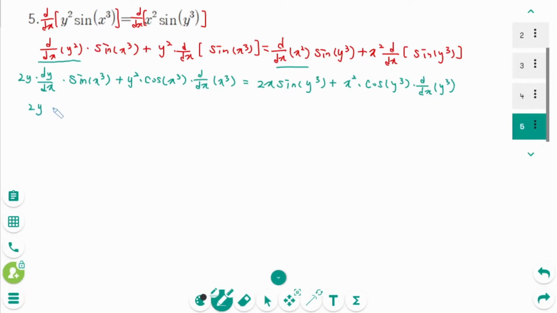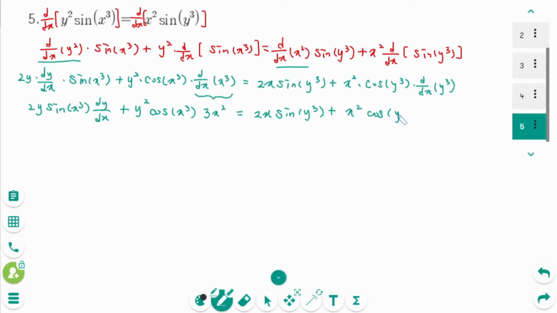Then 2y sine x cubed times dy/dx plus y squared cosine x cubed times d/dx of x cubed equals 3x squared, equals 2x sine y cubed plus x squared cosine y cubed times d/dx of y cubed equals, using the chain rule, 3y squared times dy/dx.